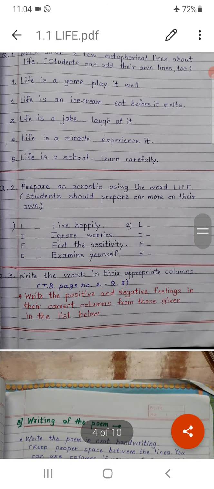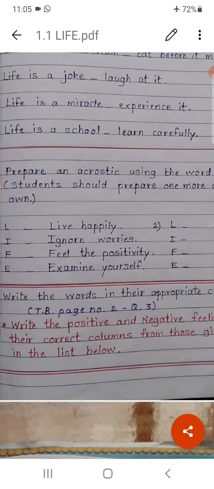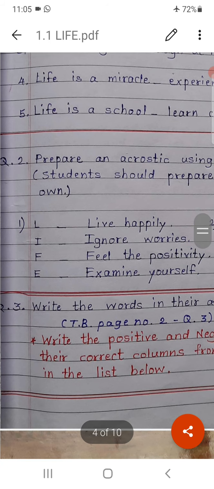Second activity is prepare an acrostic using the word life. Acrostic we have gone through last year, and we know the concept very well. Still, one more time, let's revise this concept. Here, the word life is given. So, while writing about the word, each letter contains some matter ahead of it. It may be sentences, it may be words, it may be phrases, anything. But whatever you write there, it must be related to the given word. So, the word is given, life, so everything must be related to the word life.